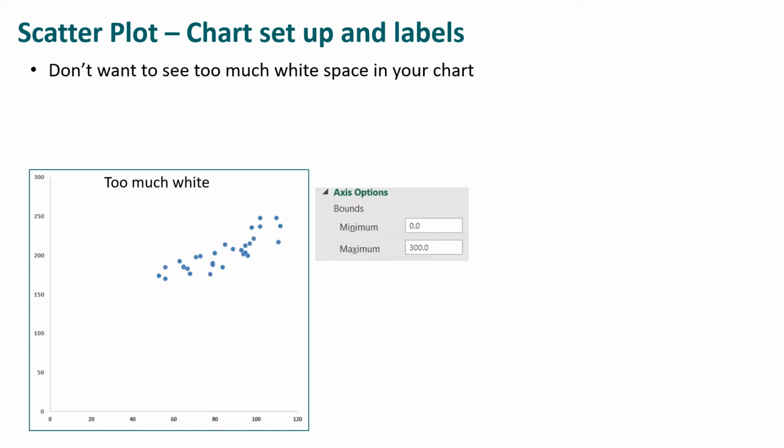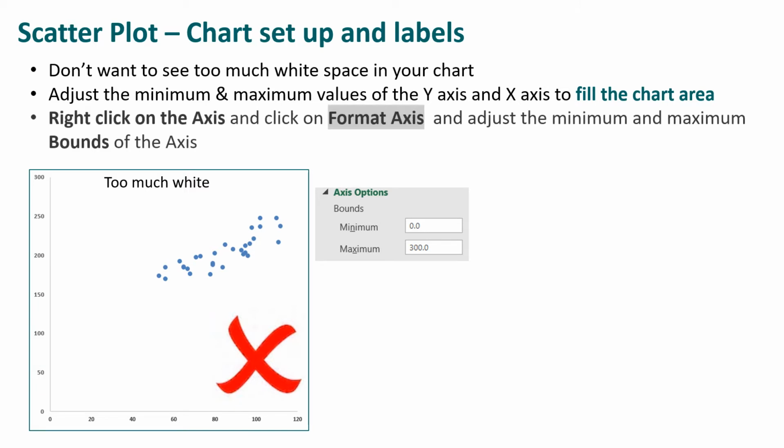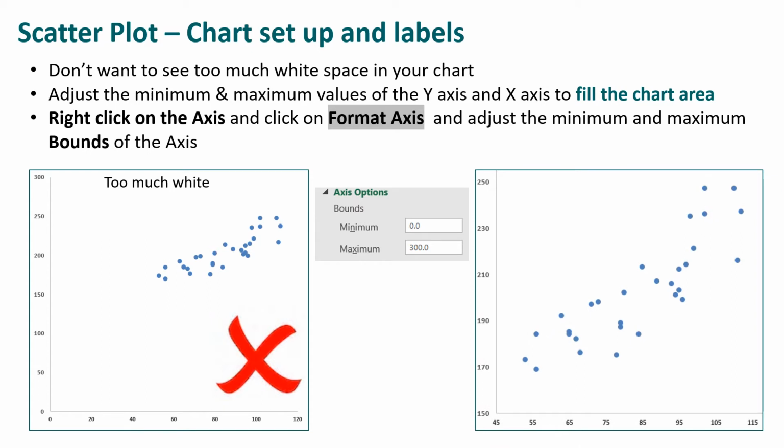With a scatter plot, you don't want to see too much white space in the chart area. So the example below has too much white space where all the data is gathered up the top right-hand corner. You need to adjust the minimum and maximum values of the y-axis and the x-axis so as to fill the chart area. The way you do this is you right-click on the axis and then click on Format Axis and adjust the minimum and maximum bounds of the axis so that you get a graph looking more like this.